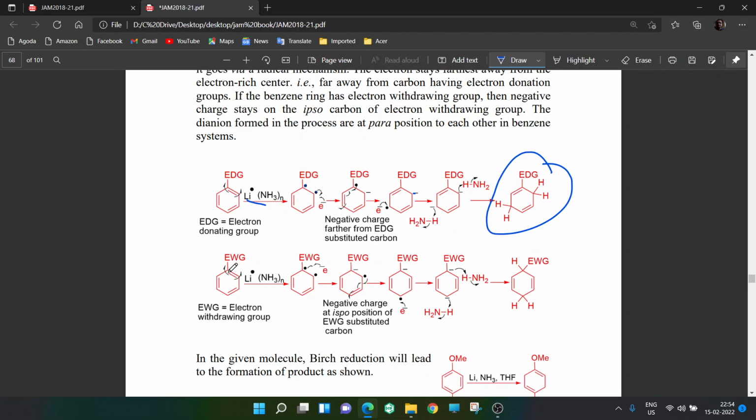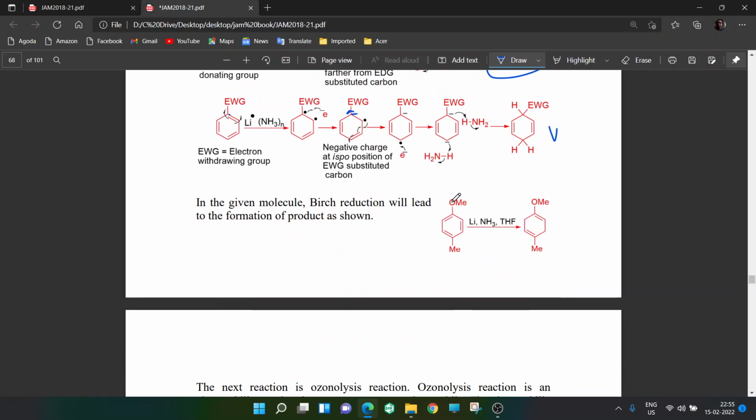Whereas when you have a withdrawing group, negative charge on ipso carbon will be favored. So you get both electrons here. Electron comes here because negative charge makes it unstable, but if this is on, this will withdraw. It will reduce the negative charge, it will increase the stability, and therefore you get it like this. And you see, 1 4 position negative charge will be there, and then you get this.